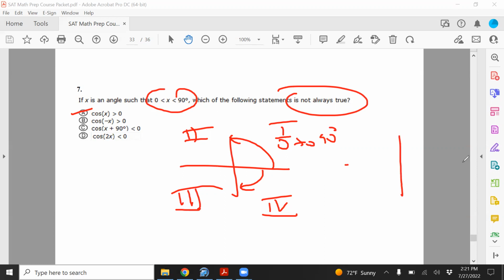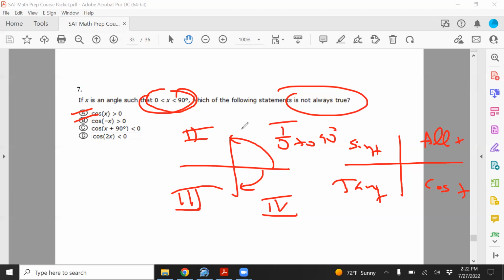There's actually a mnemonic. Some people say, all students take calculus, or all sophomores take chemistry, or something like that. So cosine is positive in the fourth quadrant. And if you do negative x, that means you're putting that in the fourth quadrant. So that's always true.